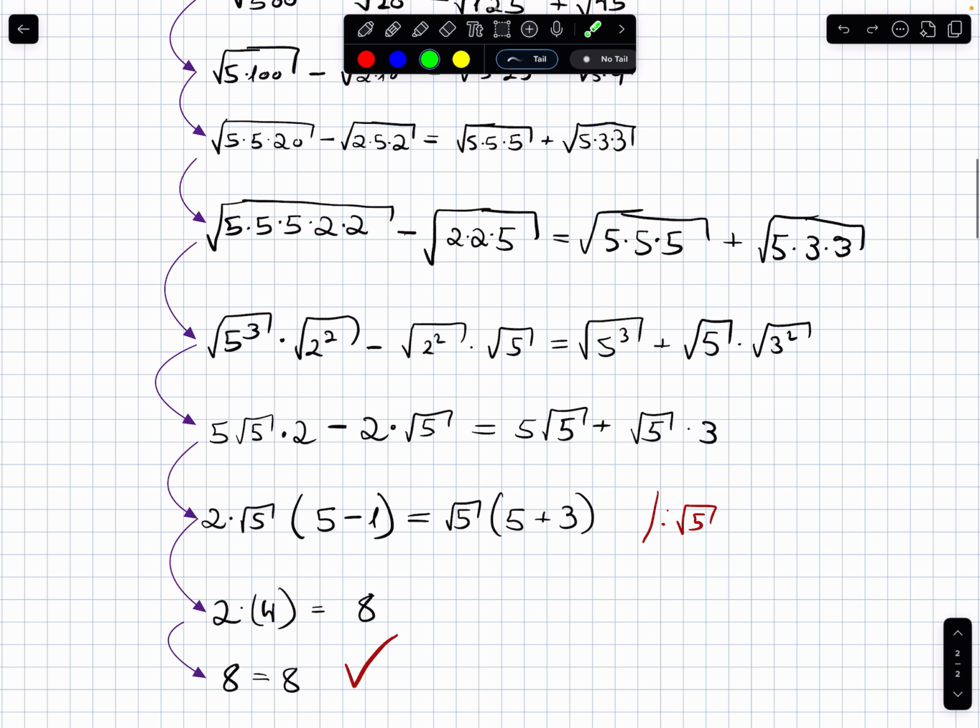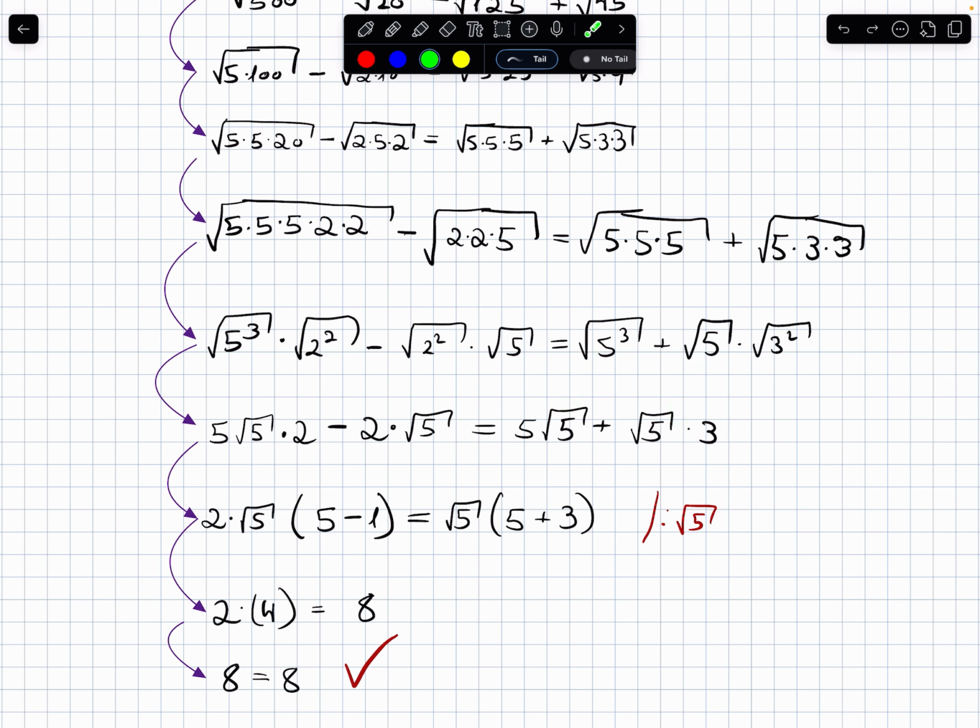And then what we did was the square root of 5 squared is 5 times the square root of 5, and the square root of 2 to the power of 2 is actually 2. And then here the square root of 2 to the power of 2 is 2, and the square root of 5 is square root of 5. And the same thing I did here.